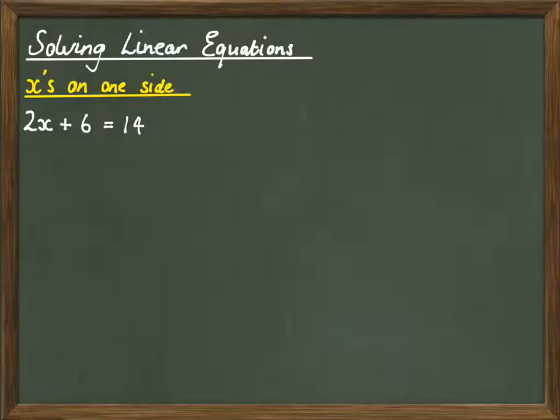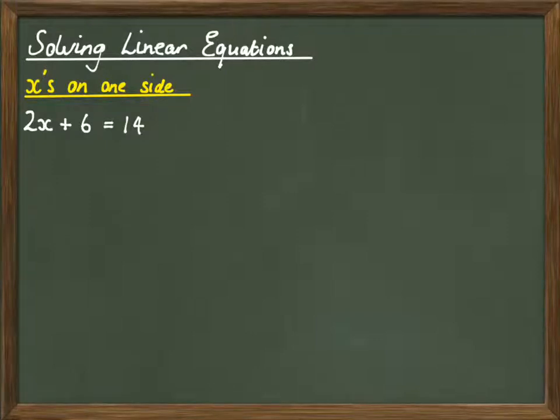Now, the way I teach this tends to be using a function machine. You can do it various different ways, and obviously, if you're confident with another way, keep to that. But I think this is the easiest way to explain what's going on. So 2x plus 6 equals 14.